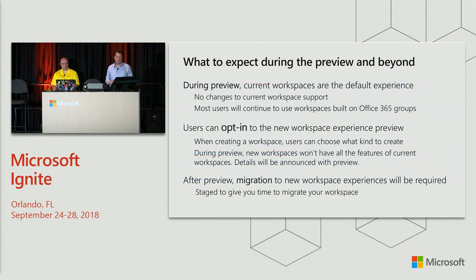Perfect. So let's talk a little bit about what we're doing with the workspaces preview and how we're getting to GA. The first thing to say is we're taking our time. And we're taking our time very, very intentionally so that we work through any kind of issues that we see with customers who are early adopters before we make a switch from the existing workspaces into the new workspaces infrastructure.